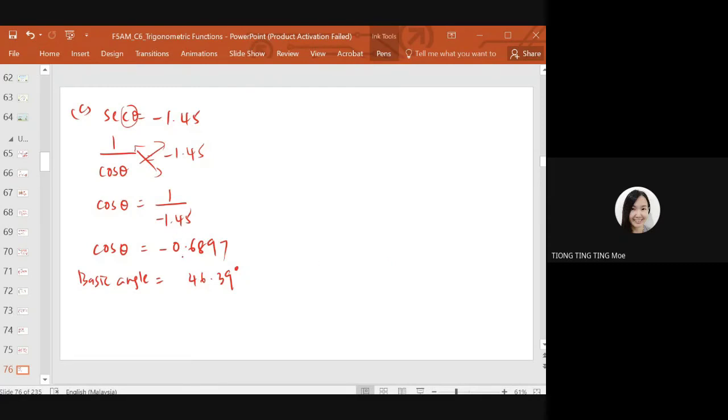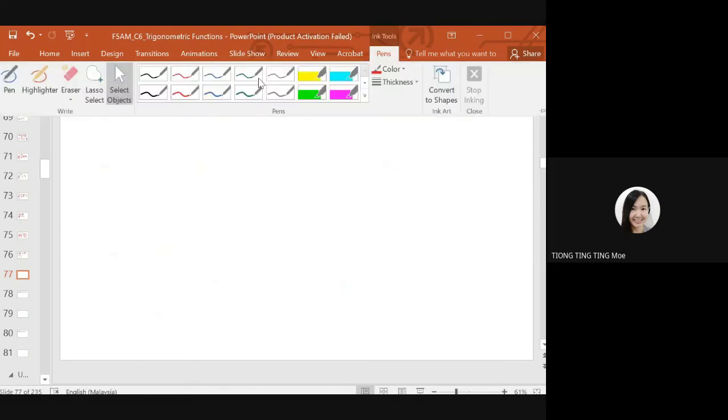Okay, you get your basic angle, 46.39 degrees. Then I forgot to show you here. Which quadrant is this? Cos is the x coordinate, right? The x coordinate is negative here and here. Or All Students Take Calculus, Students and Take are negative. So it's the second and third quadrant. Second quadrant is 180 minus 46.39. Third quadrant is 180 plus 46.39. So your angles are 133.61 degrees and 226.39 degrees.